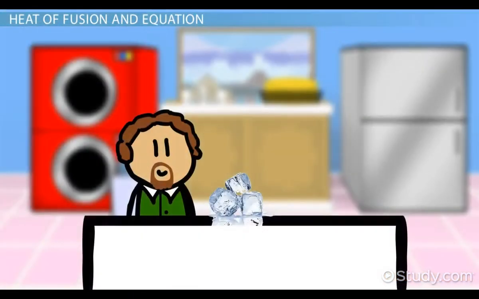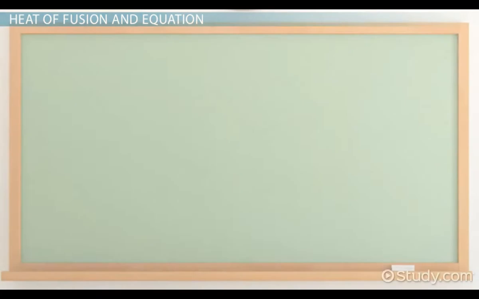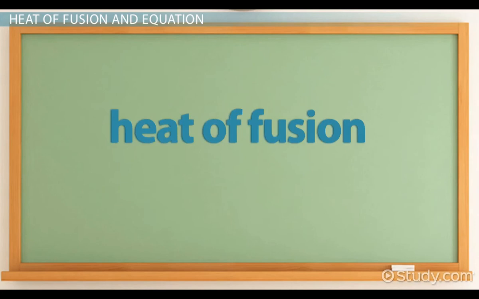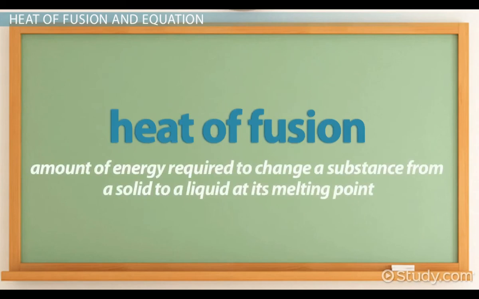Okay, back to your ice cube. Heat energy from the table causes the molecules in the ice cube to start moving faster. They also get farther and farther apart. In order to change a solid to a liquid, there's a certain amount of energy required. This is called the heat of fusion. Remember, fusion means melting, so you can see where it gets its name.